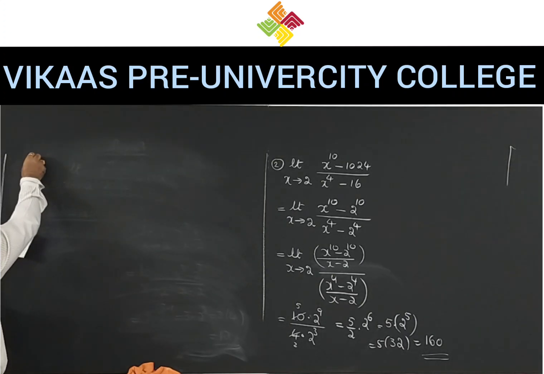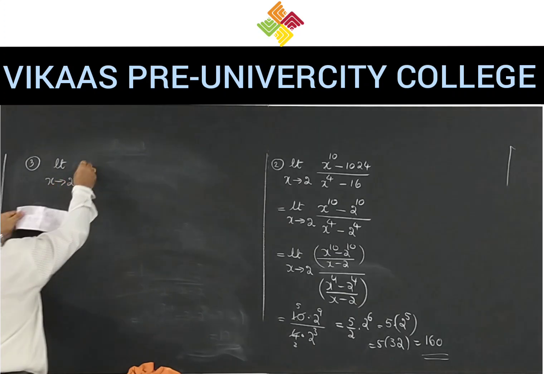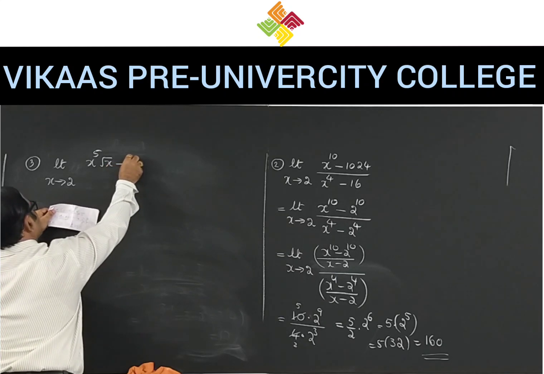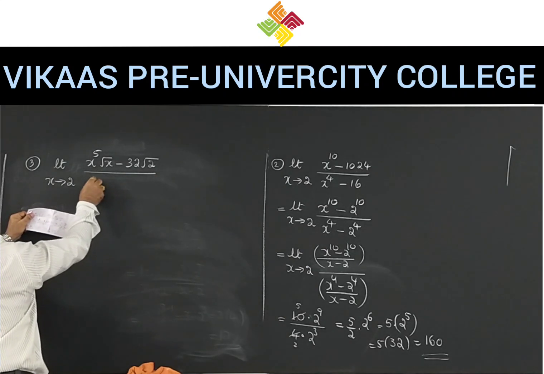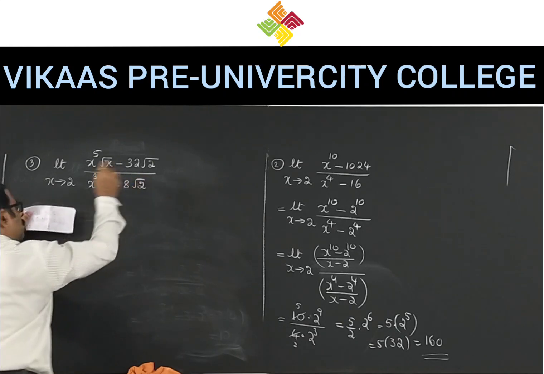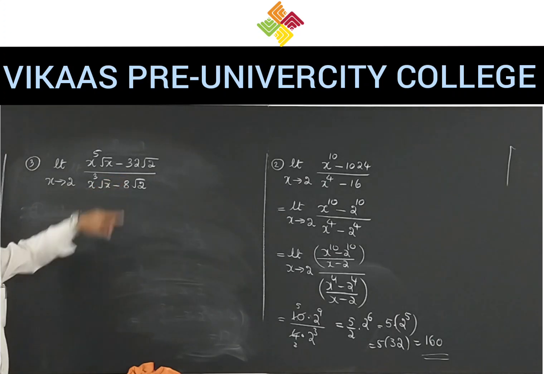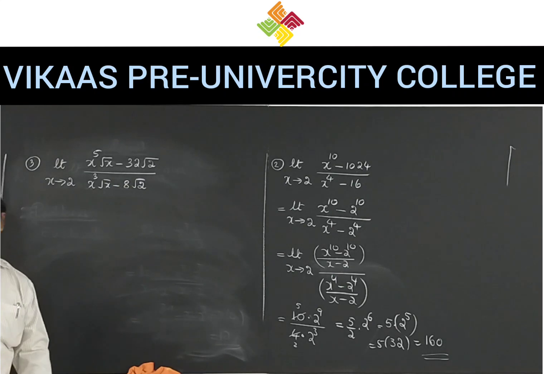See, one more problem. Limit x tending to 2, (x^5 √x − 32 √2) divided by (x^3 √x − 8 √2). First read the problem. x power 5 into root x minus 32 into root 2, divided by x power 3 into root x minus 8 into root 2.